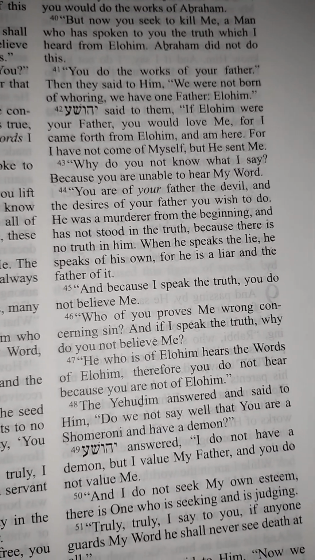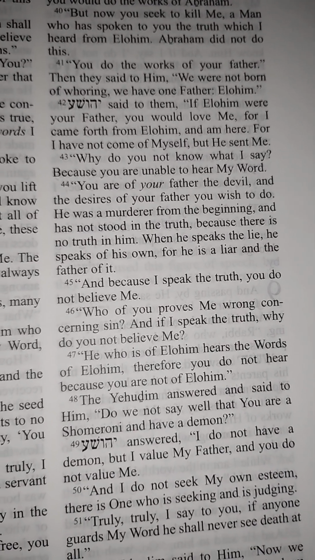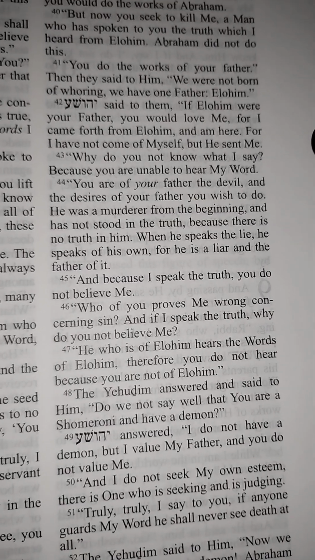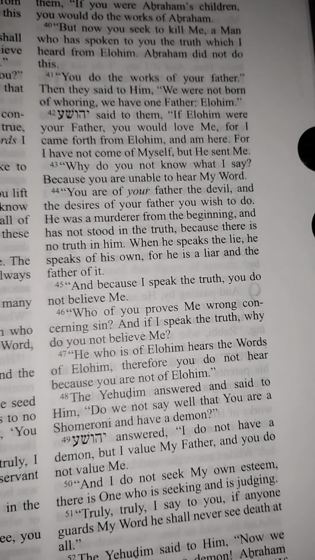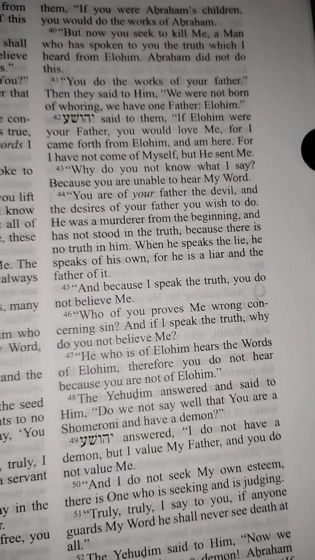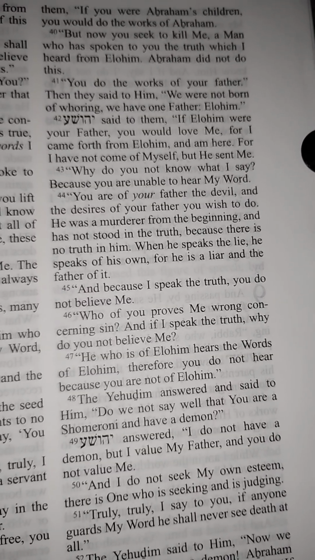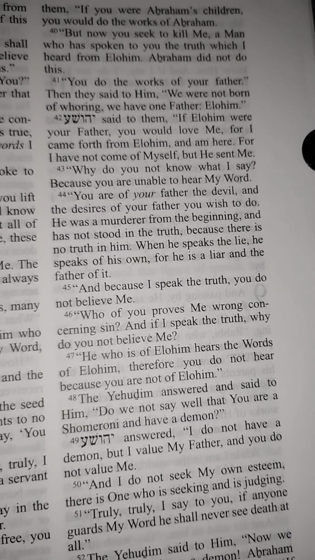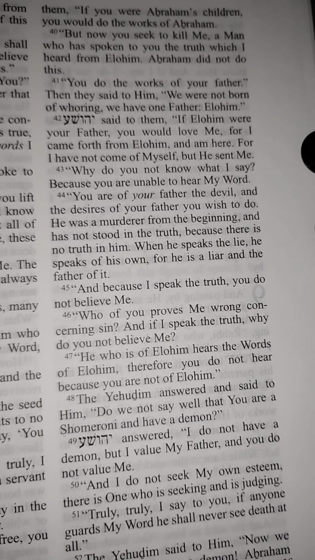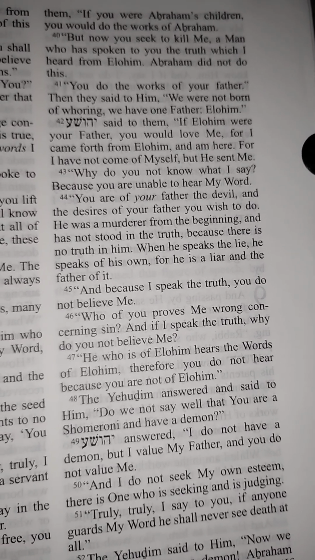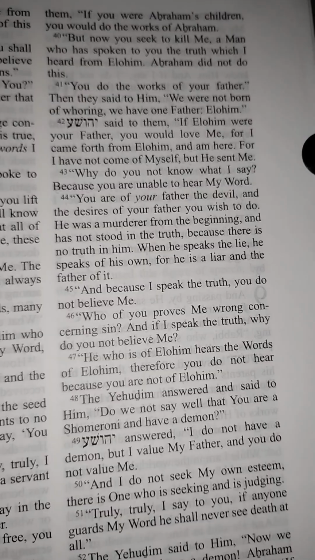Yeshua said to them, If Elohim were your father, you would love me, for I came forth from Elohim, and I am here. For I have not come of myself, but he sent me. Why do you not know what I say? Because you are unable to hear my word. You are of your father, the devil, and the desires of your father you wish to do. He was a murderer from the beginning, and has not stood in the truth, because there is no truth in him. When he speaks a lie, he speaks of his own, for he is a liar, the father of it.